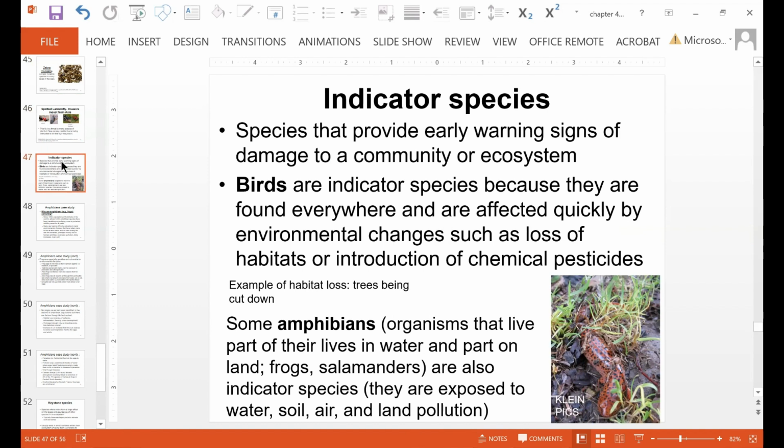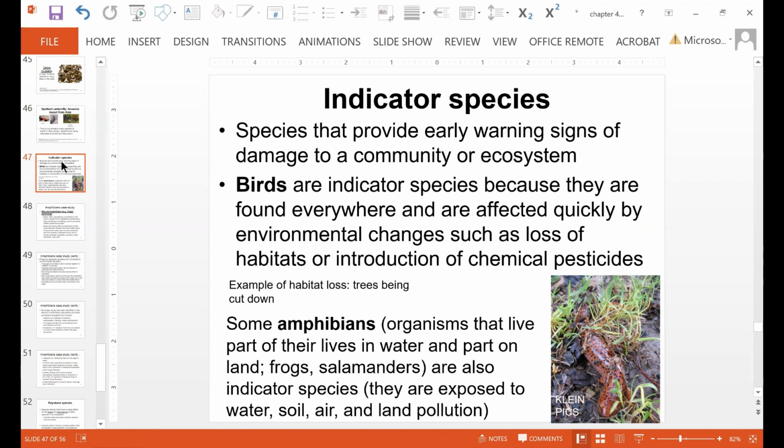Then we have indicator species. These are species that provide early warning signs of damage to a community or ecosystem. Birds are indicator species because they are found everywhere and they are affected quickly by environmental changes such as loss of habitat or introduction of chemical pesticides. An example of habitat loss for birds would be trees being cut down. Deforestation.